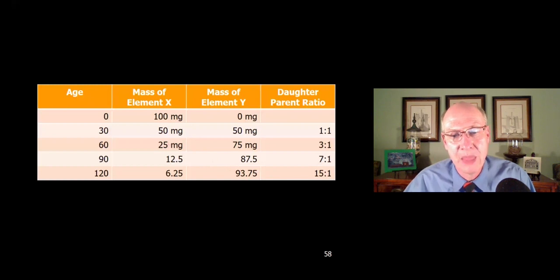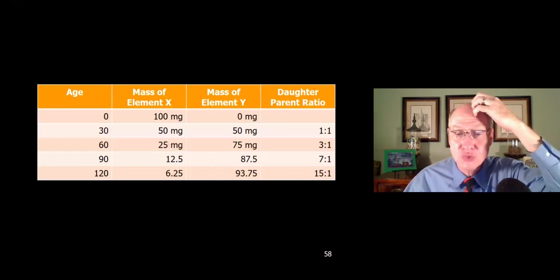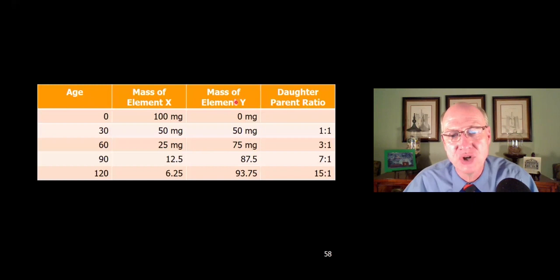Now, how do we typically do this in science? What we typically do in a rock is we measure how much Y we have, we measure how much X we have, and we look at the ratio between the two. So in this case, for example, the ratio of daughter to parent was 1:1. Then the ratio of daughter to parent is 3:1. Then the ratio of daughter to parent is 15:1.